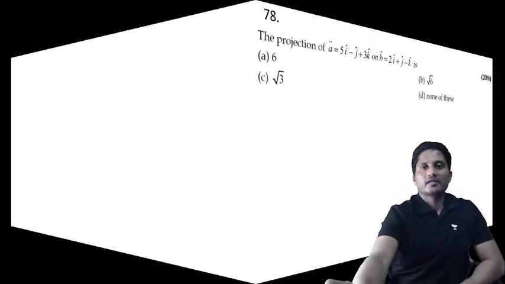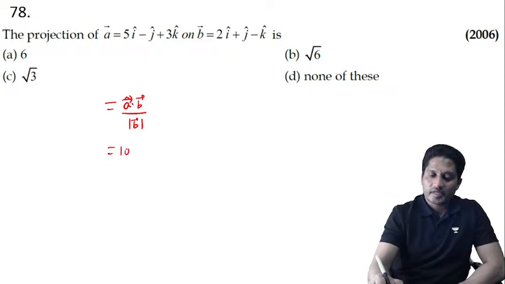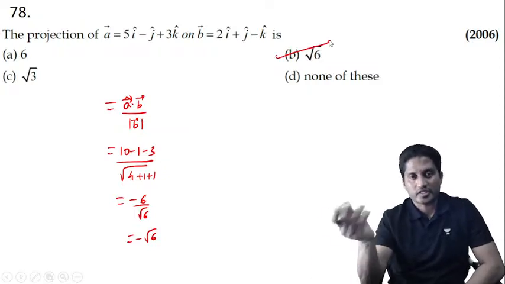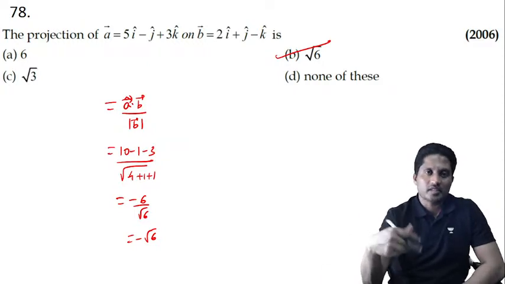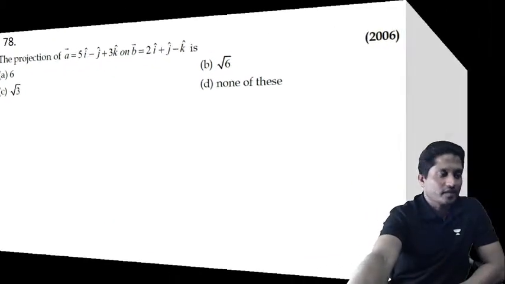Right? Question number 78. Projection of A on B, again I'll use the formula A dot B divided by mod B. A dot B is equal to 10 minus 1 minus 3. Modulus of B is 4 plus 1 plus 1, root 6. So I get minus 6 divided by root 6, which is equal to minus root 6. Okay, answer is B. Projection can be negative. So projection of A on B can be plus 6 or minus 6. If it goes in the opposite direction, if it is obtuse, it will be minus 6. Right, let's move to the next question.